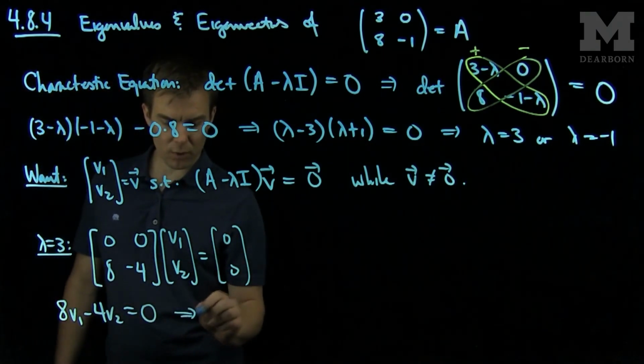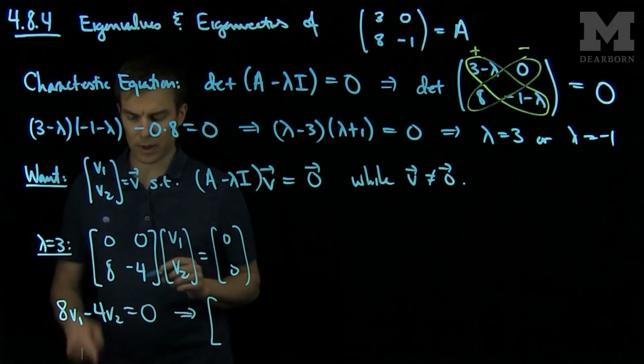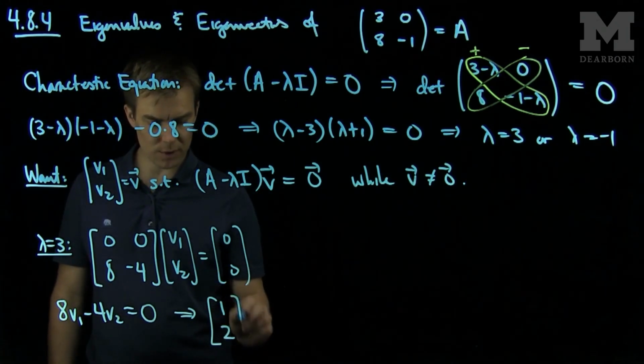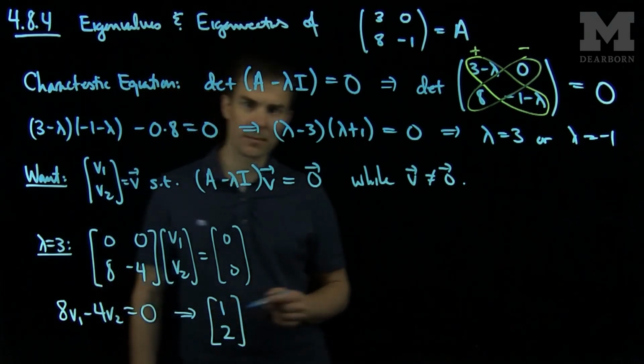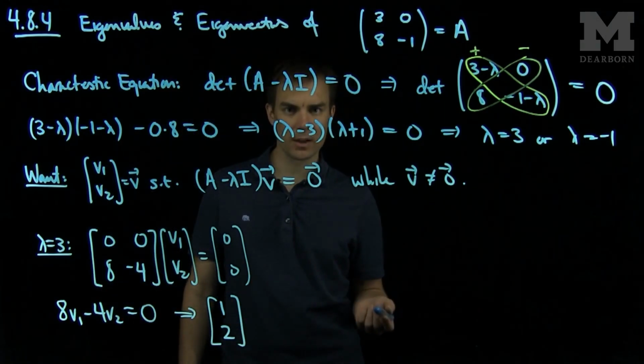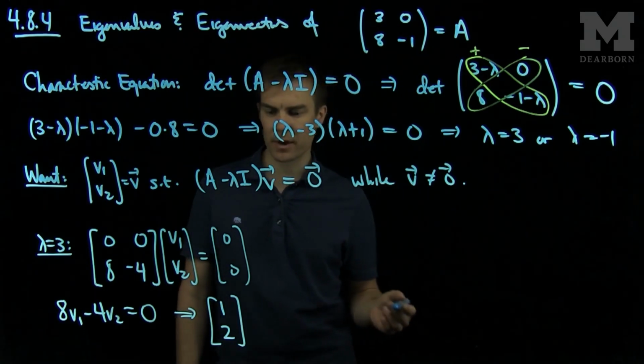So that means that we have a whole bunch of possibilities for solutions over here. We could choose v1 to be 1 and v2 to be 2, and that would be one possibility. Now with eigenvectors, there are infinitely many correct answers. They're all scalar multiples of each other, so any one of them will suffice.